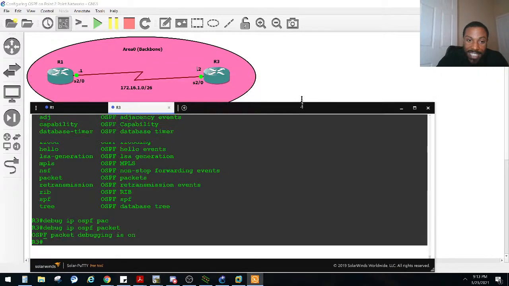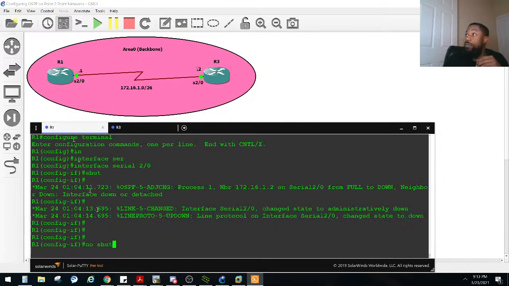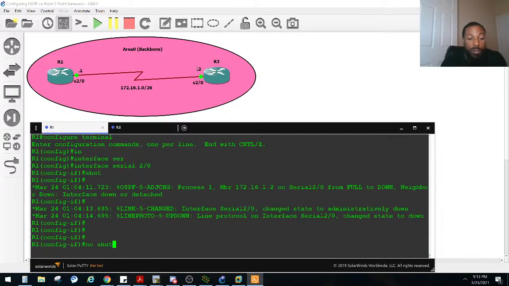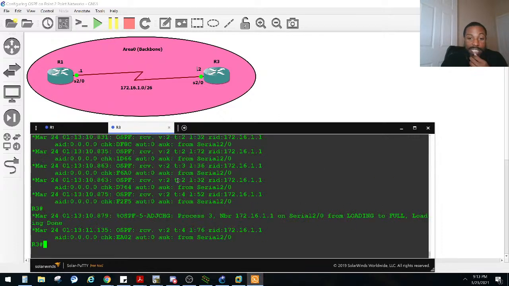Let's see here. Yeah, we're gonna go to router 1. No, shut that bad boy and take a look at router 3. Did we do the packets? Yes. Okay, so we're gonna turn it on. Press the red button. Go to router 3. We gotta see. This is why I didn't want to use that one.